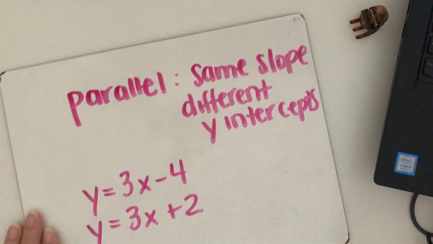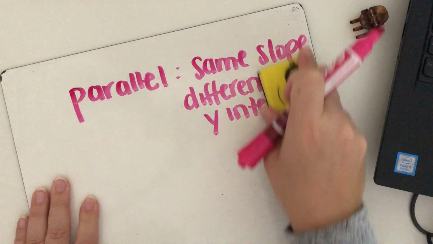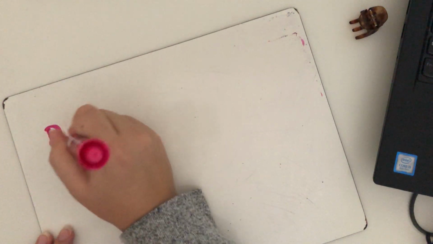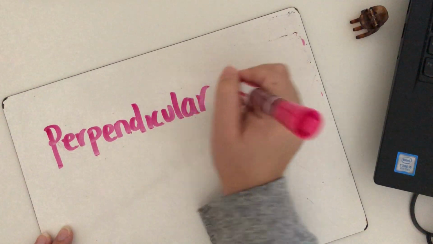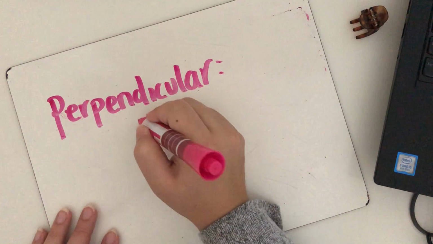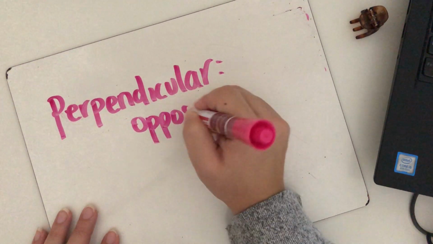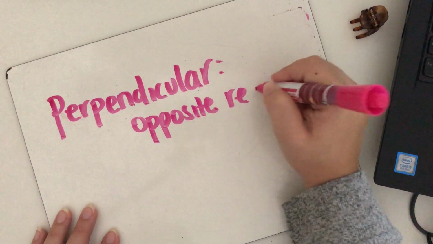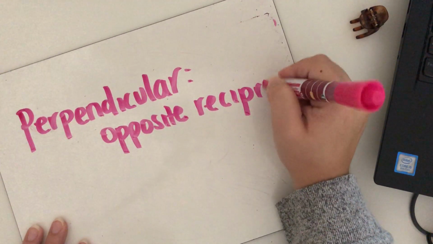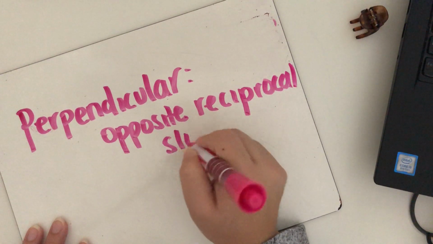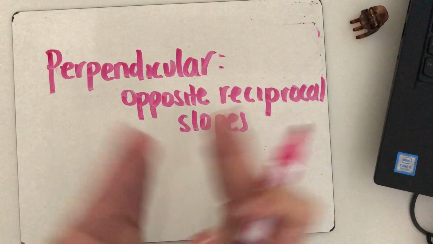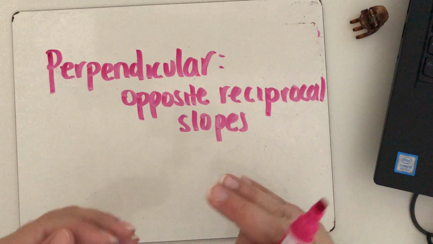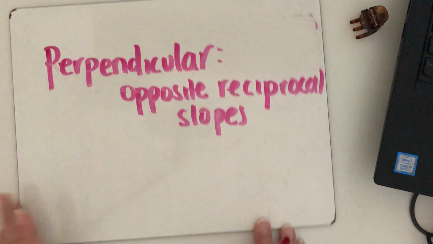Now, on the other hand, we talk about our perpendicular lines, okay? So when I tell you perpendicular, they had opposite reciprocal slopes. So that means that one was positive, one was negative, so they're opposites. And reciprocals mean that one was the flipped version of the other.